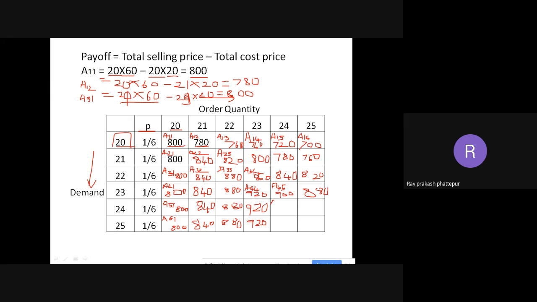A55, who can tell me A55? I am buying 24 and I am selling 24. What is the value here? 960. Correct. Next here, I am buying 25, but my demand is 24. So I have to reduce 20 here, so it becomes 940. So now the last two boxes, that is A65.